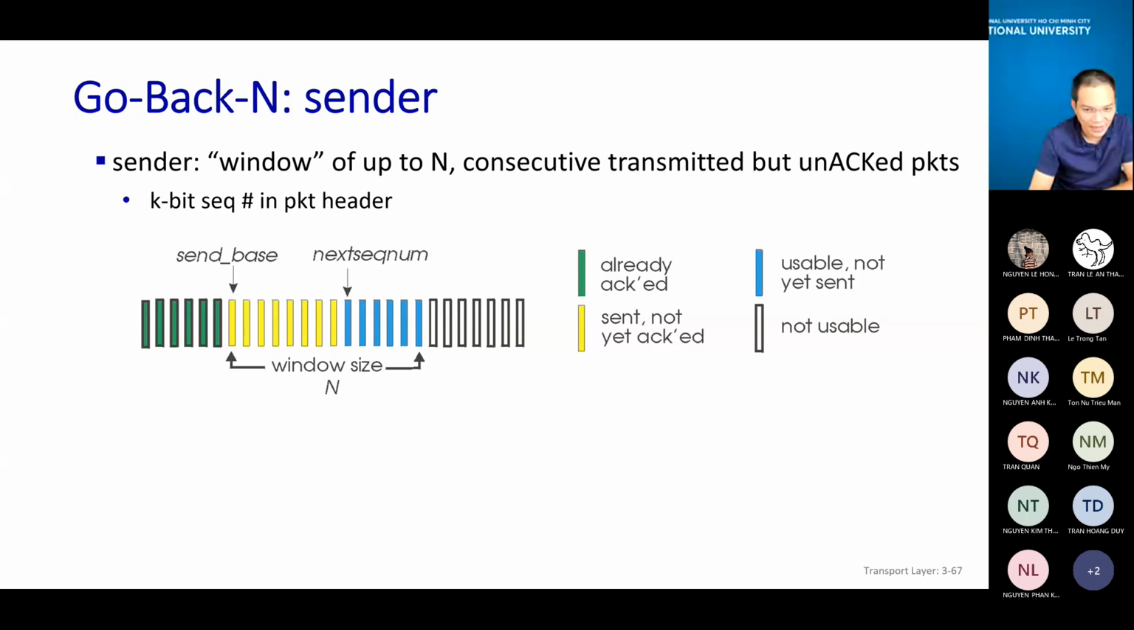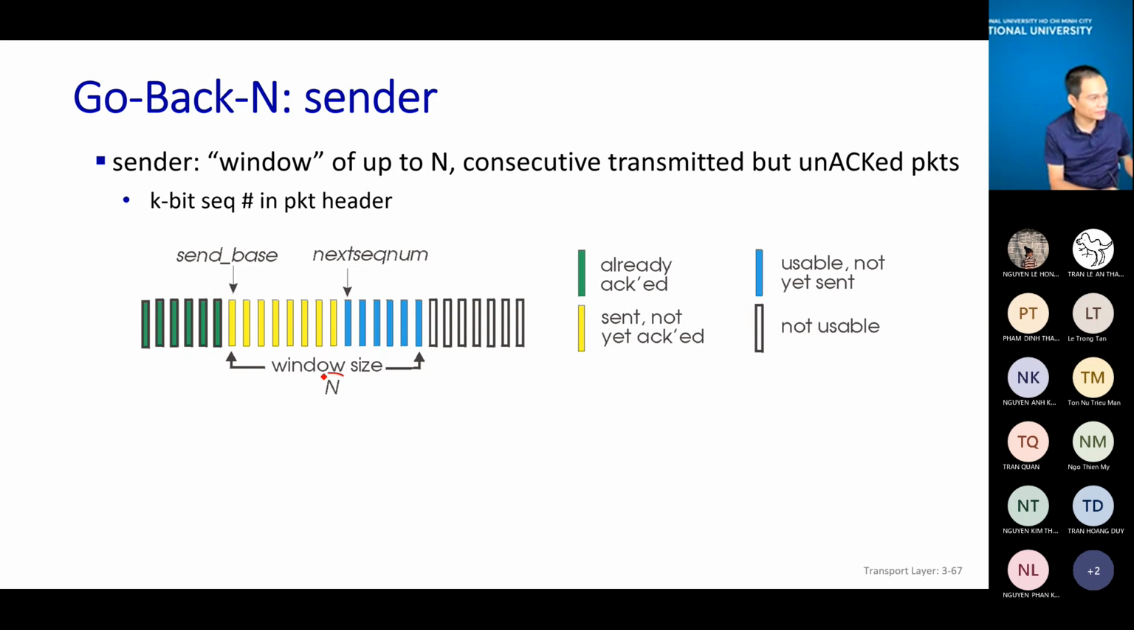Then we're going to have an idea called Go-Back-N. So what does Go-Back-N mean? Go-Back-N means we have a window size. What does window size mean? You can imagine it as the maximum number of packets that we can have outstanding.